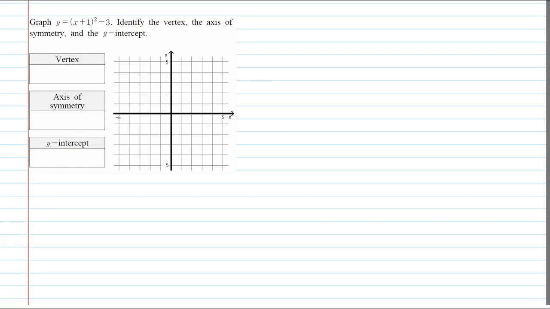Graph y is (x + 1)² − 3. Identify the vertex, axis of symmetry, and y-intercept. Of course, I will use vertex form for this question, but I will also use a transformation.